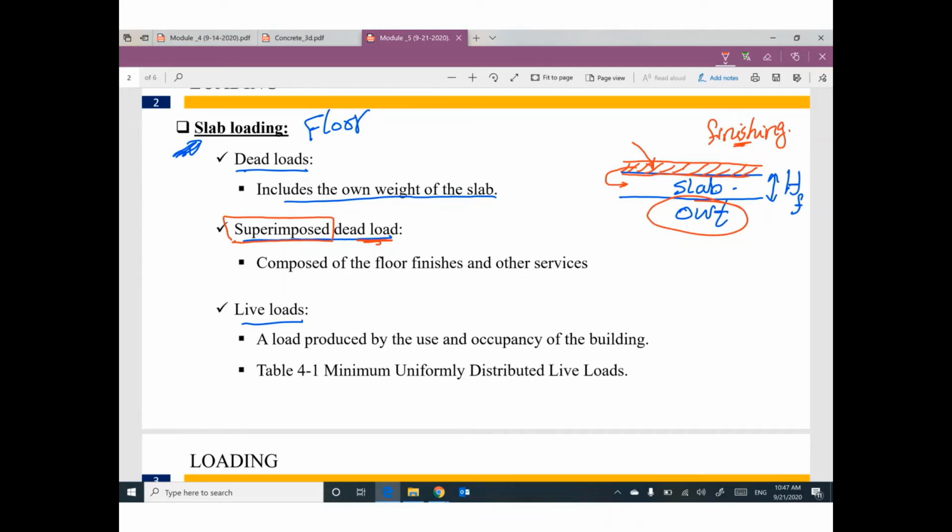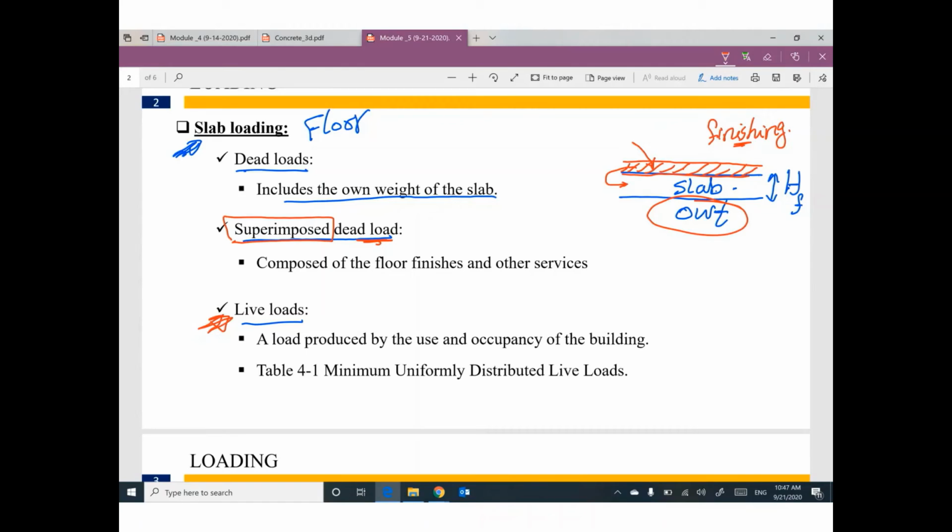If you look around you, you will find yourself. You are a live load. Your laptop is a live load. Your desk is a live load. Dining table is a live load. Your bed is a live load. Your chairs, every kind of furniture can be called live load.